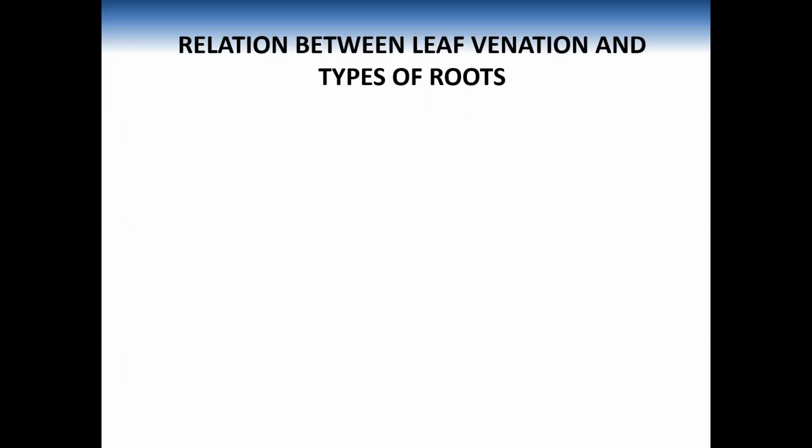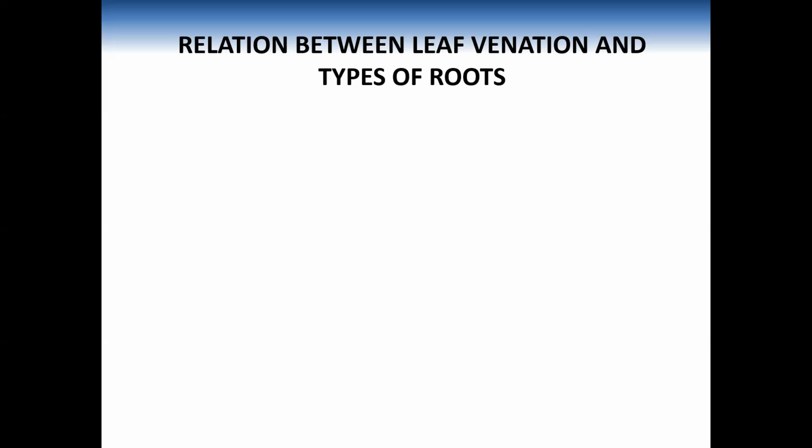There is a relation between leaf venation and types of root. In the last video, we discussed leaf venation. There are two types of leaf venation, reticulate venation and parallel venation. In reticulate venation, veins are arranged in a net-like structure. Whereas in parallel venation, veins are arranged parallel to one another.